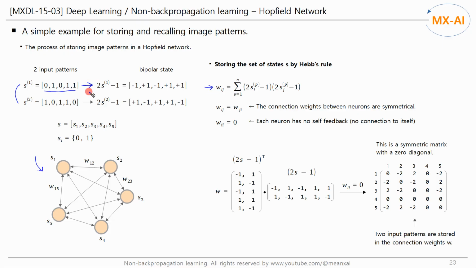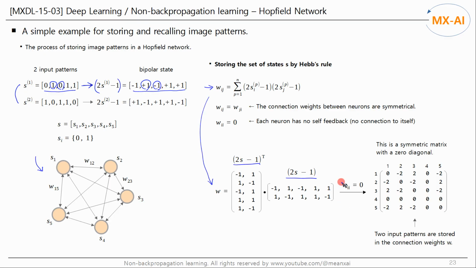Converting the binary state of each input pattern to a bipolar state gives the following result. 1 becomes positive 1 as it is, and 0 is converted to negative 1. We compute the matrix product of bipolar states in this way.